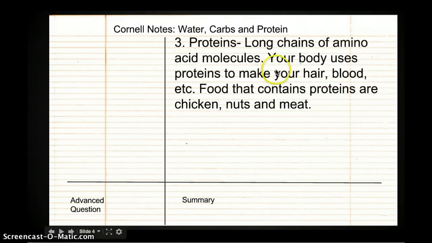Proteins. Proteins are long chains of amino acid molecules, which are the building blocks of life. Your body uses proteins to make your hair, your blood, and all these other things. A food that contains proteins is chicken. Chicken contains proteins, as do nuts and meats.